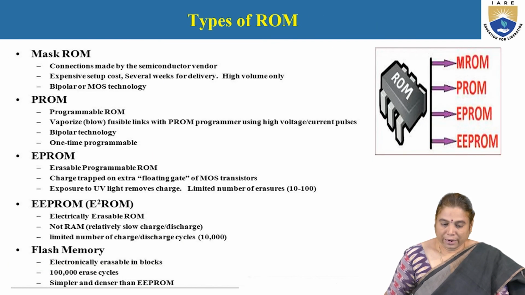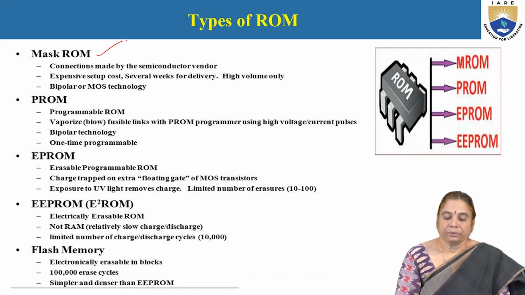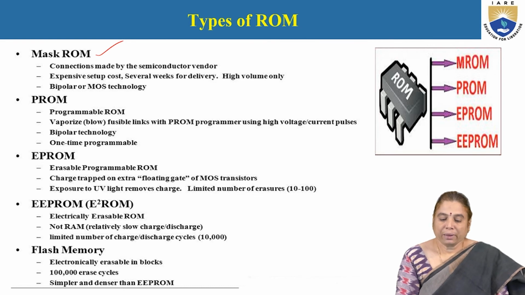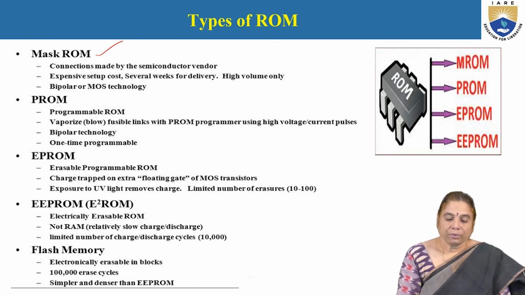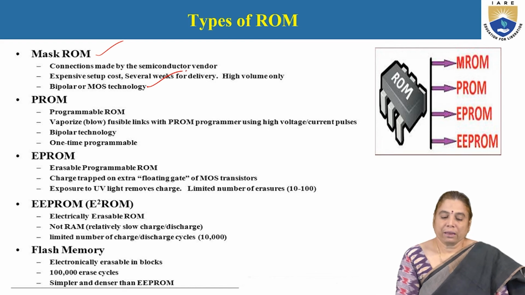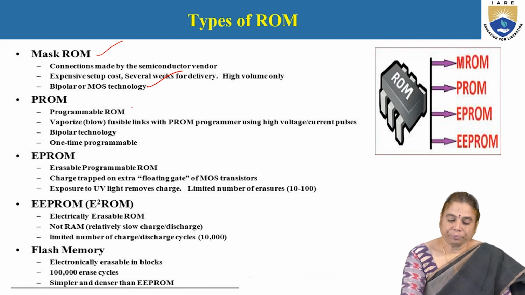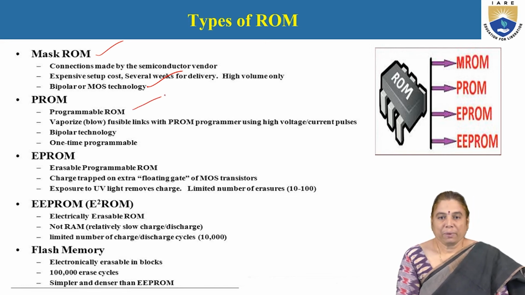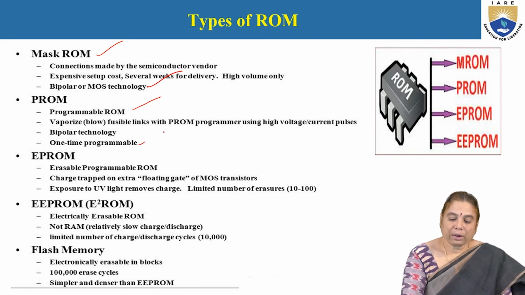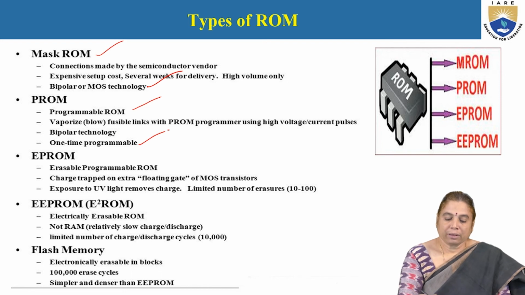So what are these varieties? The types are masked ROM. Here the connections are made by the semiconductor vendor. The setup cost is high, with several weeks of delivery, and it suits high volume only. Bipolar and MOS technology can be used in masked ROM. PROM means programmable ROM. Here only read operation can be performed, but in the case of PROM, one-time programming can be done. It also uses bipolar technology.